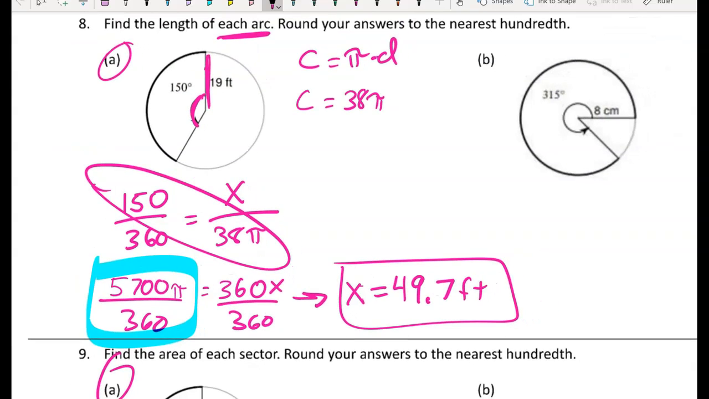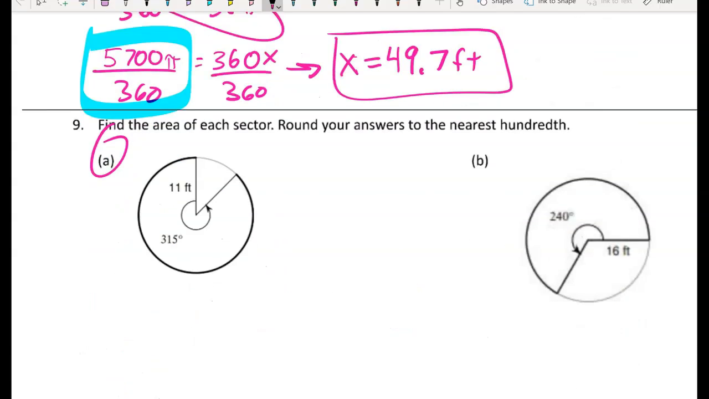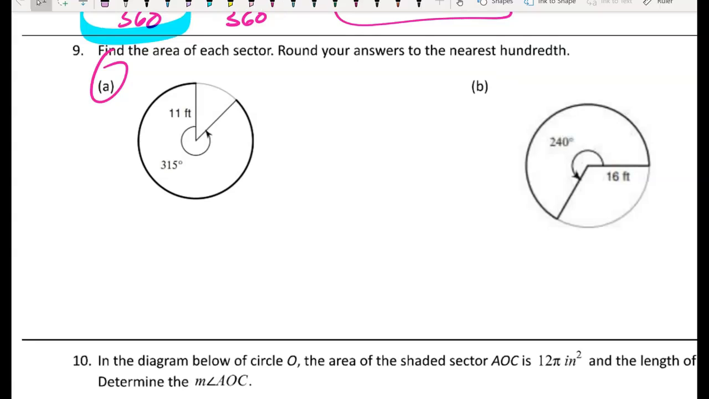So what we just calculated is the distance from there to there if I were to walk along the edge of a circle. So that's some portion of their circumference. Part B is the exact same process. I want you to check the answer key on Google Classroom to see if you got the same answer as me. For number 9, it's a very similar process.